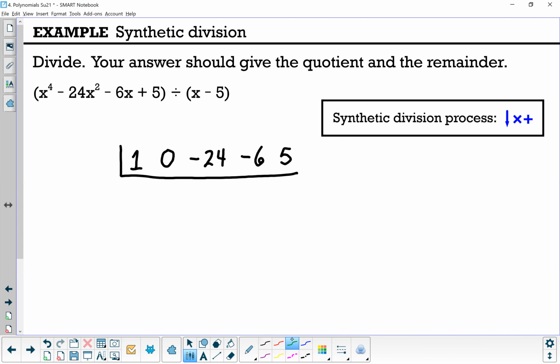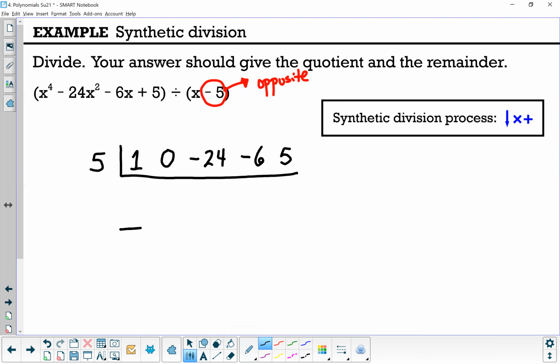Now here, for the divisor, we have x minus 5. You want to take the minus 5 and you want to use the opposite. So instead of using minus 5 for your divisor, you're going to use positive 5. And so that is going to factor into the process of, instead of us using subtraction during our division, we're going to be using addition because we took the opposite of our divisor.